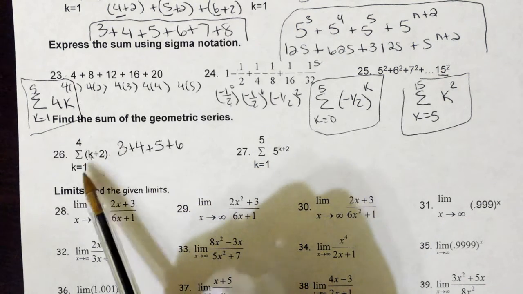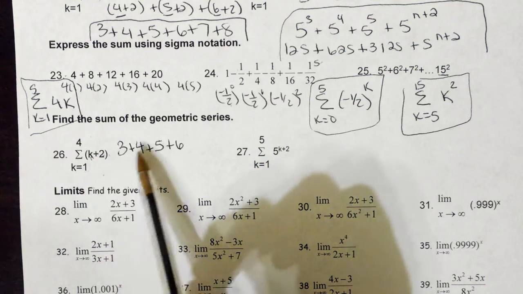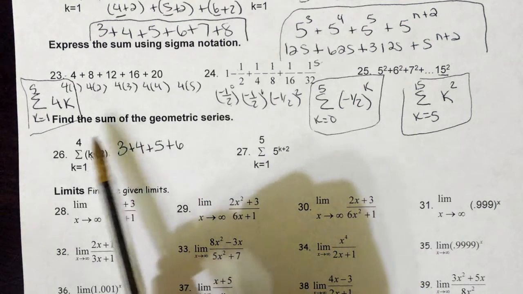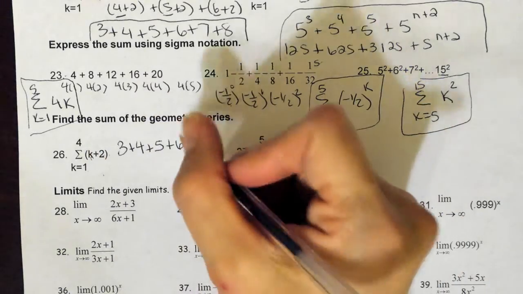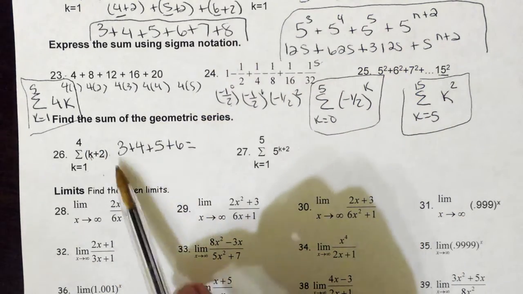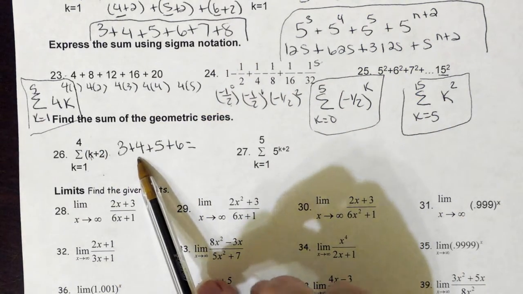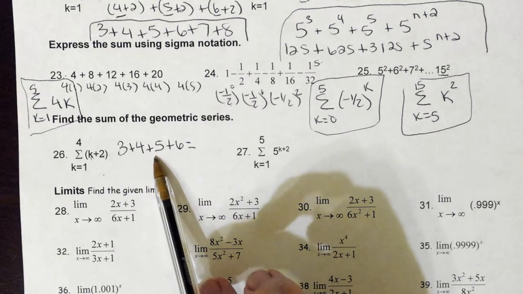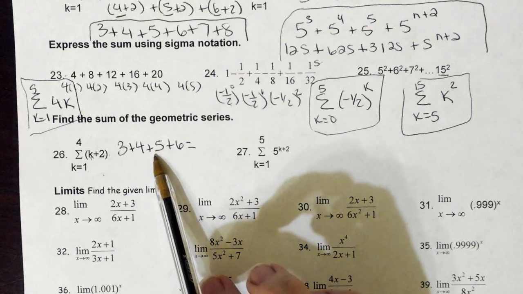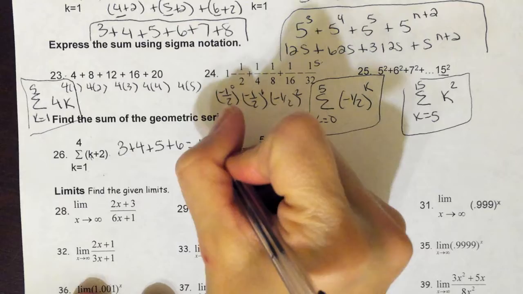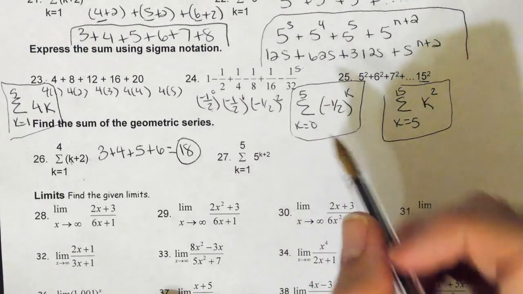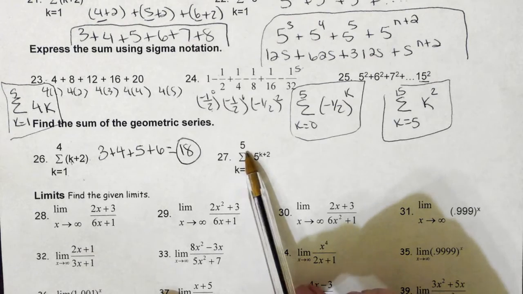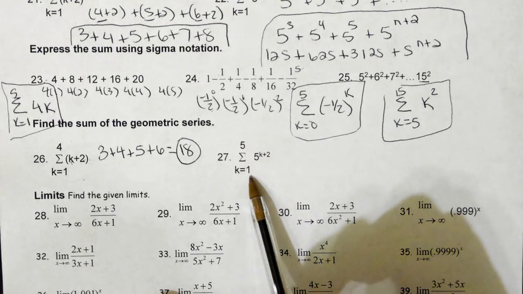So I plugged in a 1, a 2, a 3, and a 4. And because it said find the sum, not write out the sum, I'm actually going to add these up. So 3 plus 4 is 7. And 7 plus 5 is 12. And 12 plus 6 is 18. Okay, we're going to do the exact same thing right here, and they want me to go to the 5th term.